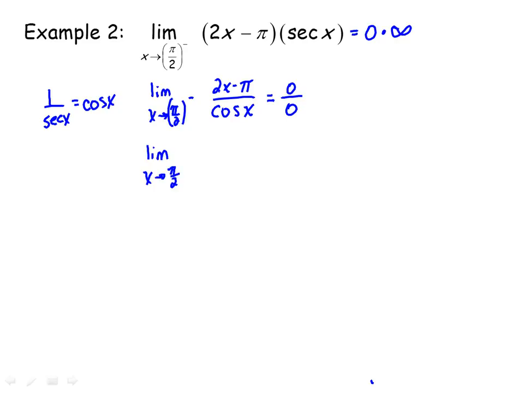So what's the derivative of 2x? What's the derivative of pi? 0. Pi is a number. It's 3.14 and so on. It's a number. The derivative of any constant is 0, so the derivative of pi is 0. Over, what's the derivative of cosine x?